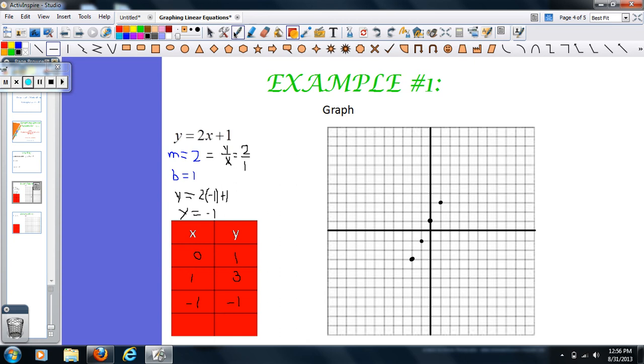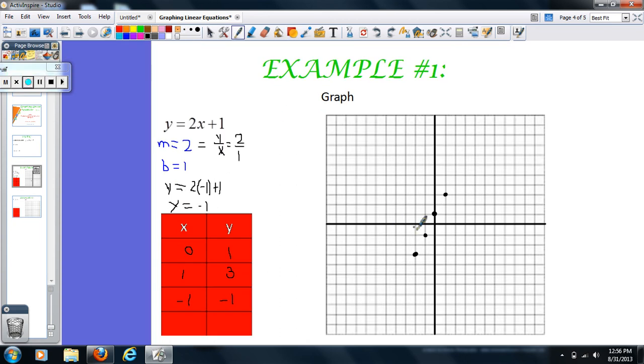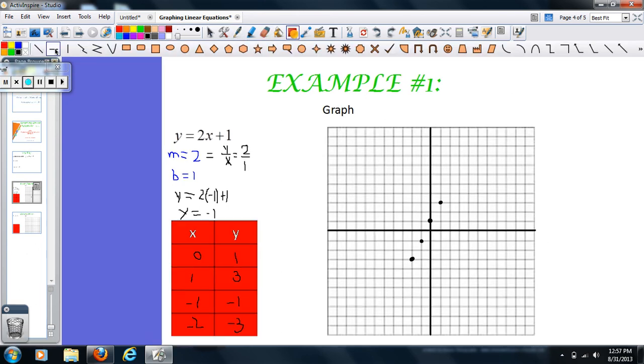And I'll actually write that number in first, which is over negative 2, and that's down 2, that's down to negative 3. Okay? And so let's go ahead and graph the line. Because remember, these aren't just points. This is actually an equation for a line. So now we have to graph our line.